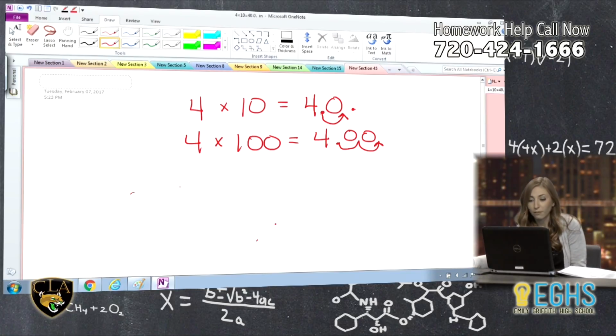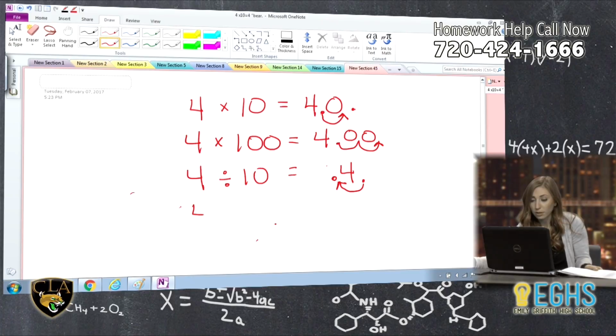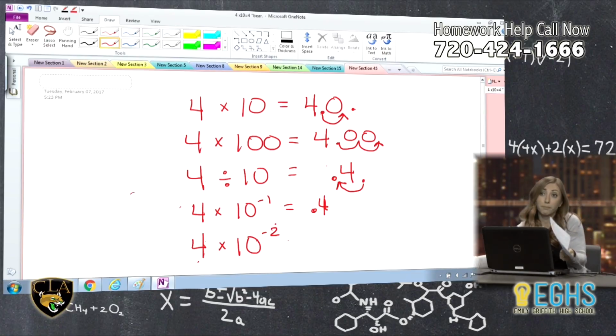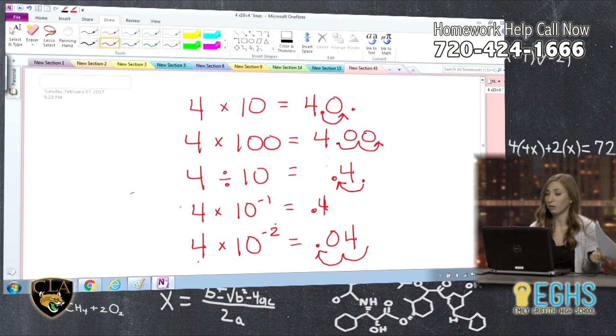The same goes if you are dividing by 10 or dividing by 100, except you're moving your decimal point in the other direction. So 4 divided by 10 would be 0.4, or in other words, 4 times 10 to the negative 1 would be 0.4, because negative powers are like dividing. So if you see 4 times 10 to the negative 2, that means I'm dividing by 100, so I'm going to take my decimal point and move it over 2 spots as well. That's maybe another way to think about it.